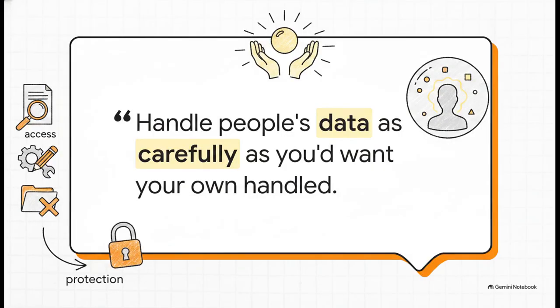And honestly, this brilliantly illustrates what all that complex legal jargon actually boils down to in practice. The data subject definitely has legal rights, like the right to access, correct, or erase their data. But for your daily routine, just remember this quote: handle people's data as carefully as you'd want your own handled. It's basically the highly relatable golden rule of workplace ethics, just applied to data privacy.